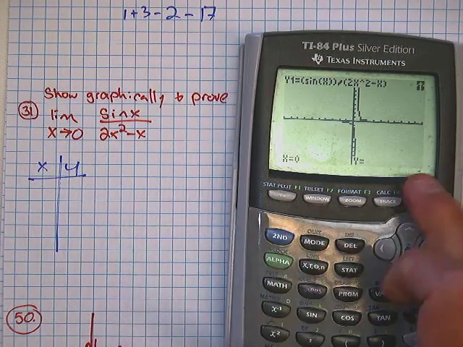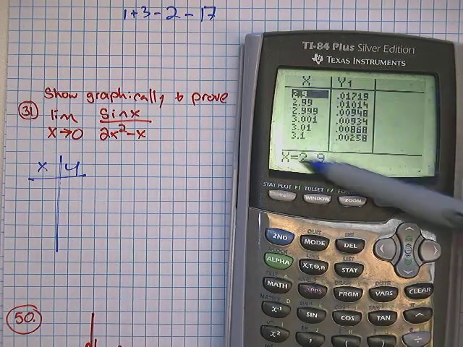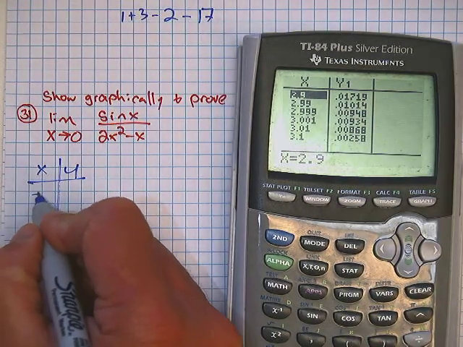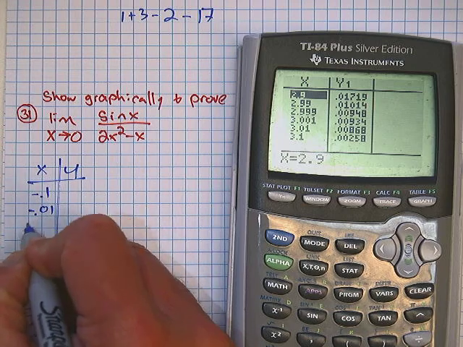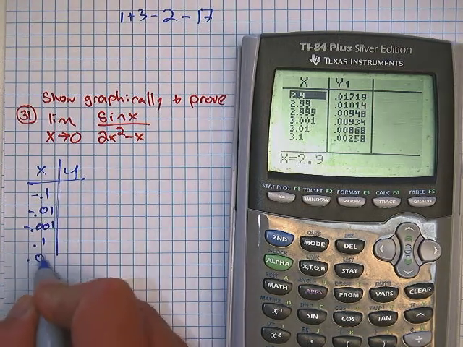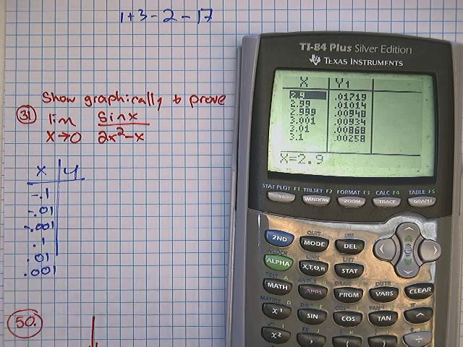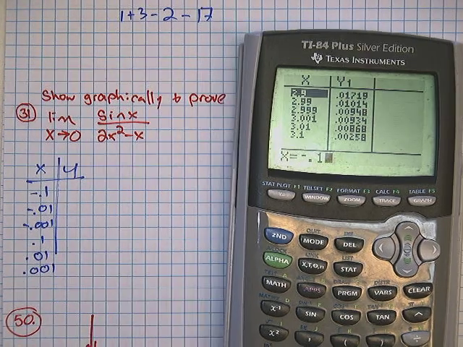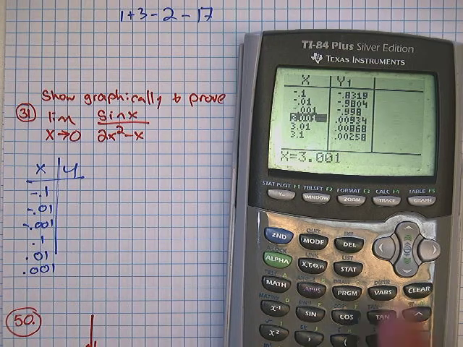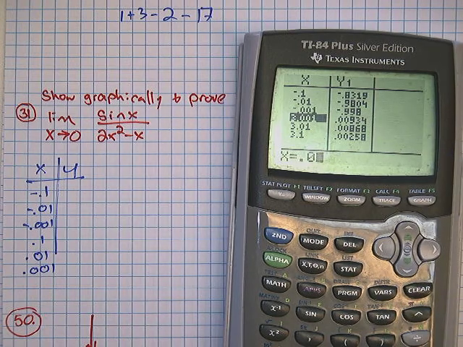If we look right here, it looks like if we press trace and plug in 0, we're going to get undefined. So remember, we have our table set up so that we can plug in anything we want. Good numbers to plug in close to 0 are negative 0.1, negative 0.01, negative 0.001, positive 0.1, positive 0.01, and positive 0.001. So negative 0.1, enter. Negative 0.01, enter. Negative 0.001, enter. Looks like it's going closer and closer to negative 1.